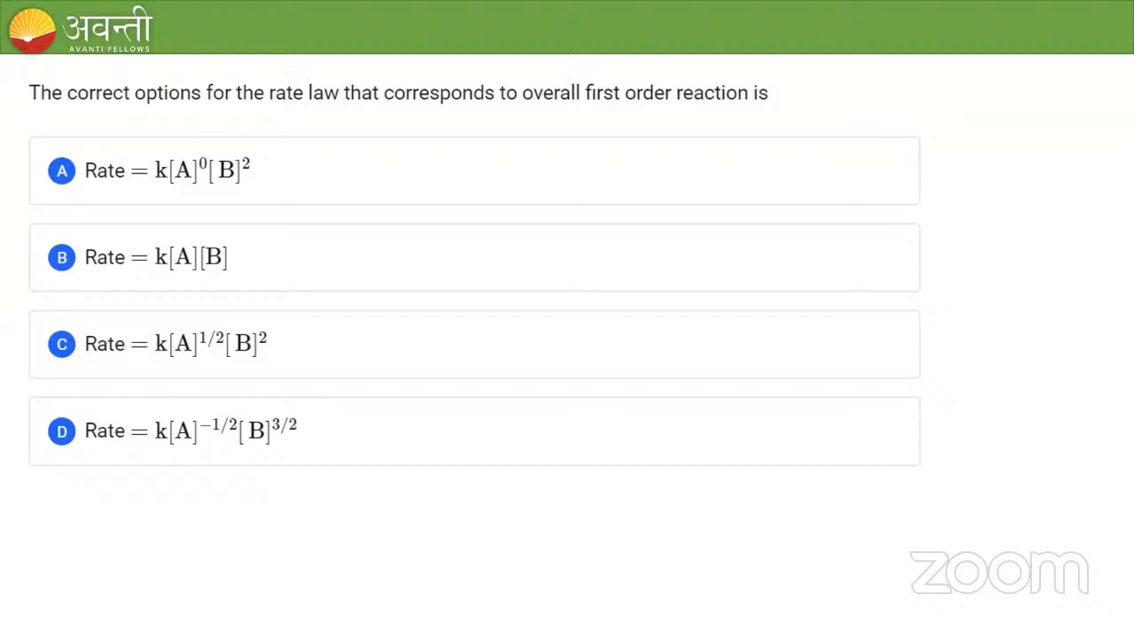Sakshi B, Rutuja C. What about others? Sakshi has deleted. Sanika is going for D.